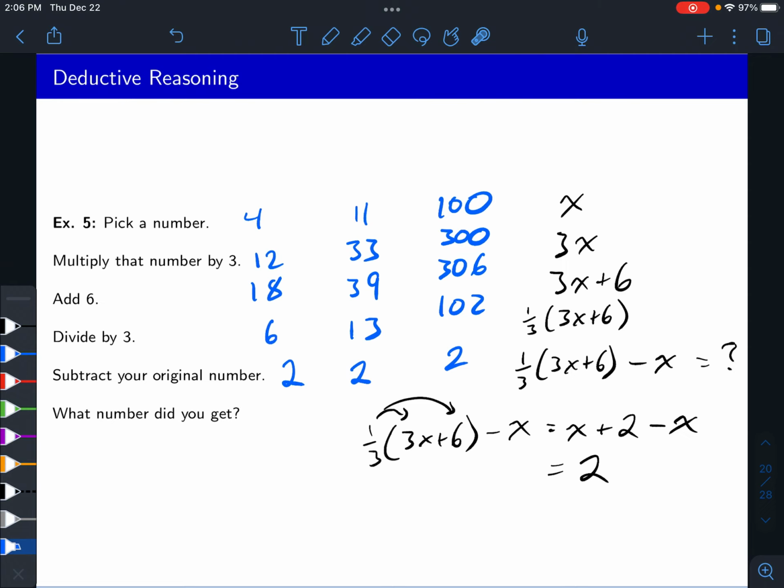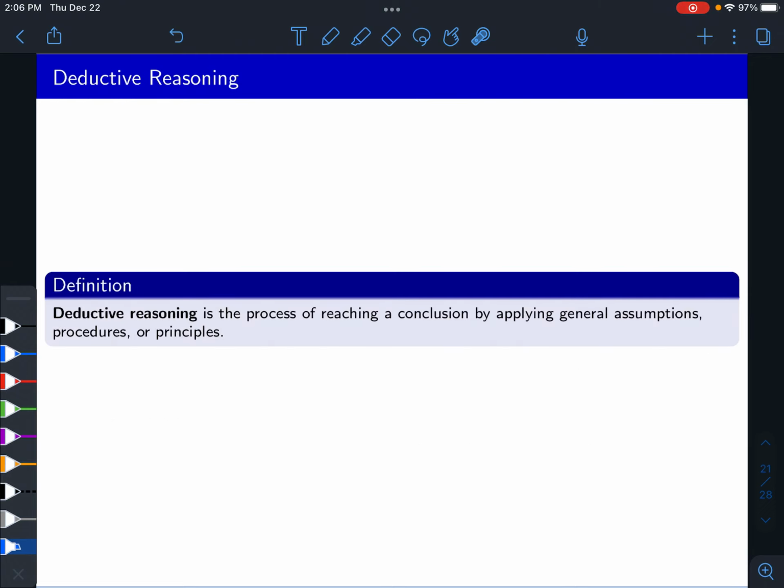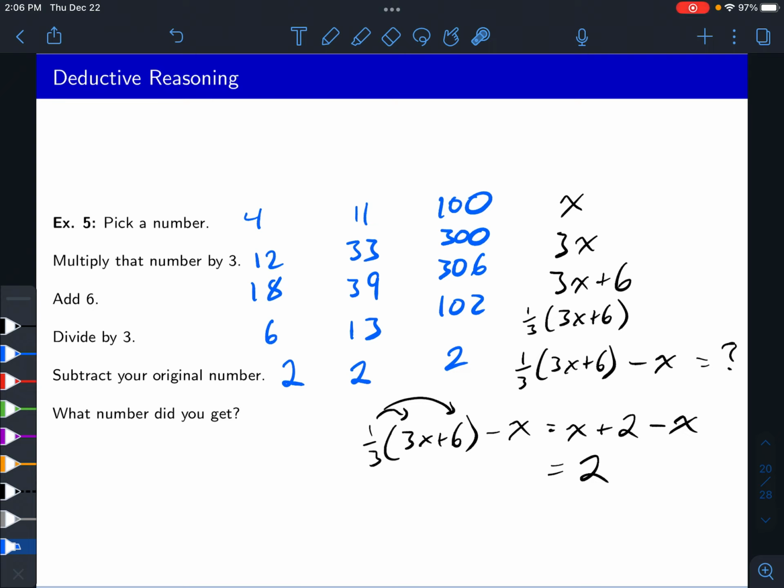And so this is an example of deductive reasoning, which is the process of reaching a conclusion by applying general assumptions, procedures, or principles. So we are purely using logic and math in this example. We're saying, all right, well, you had to have some number. That's not really an assumption. And we're being told this procedure has to happen, right? So we're not making an assumption about what the procedure looks like. We are being told this is the procedure.